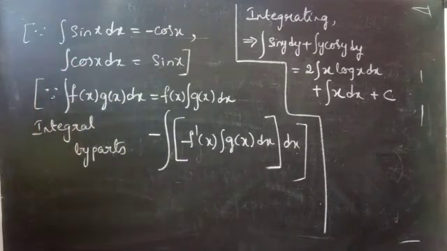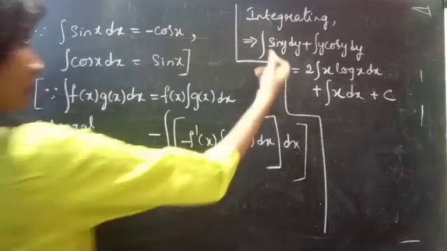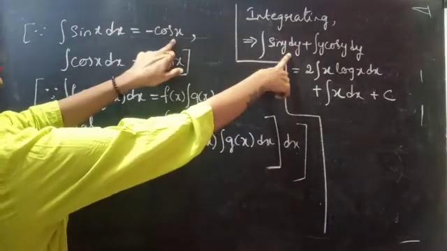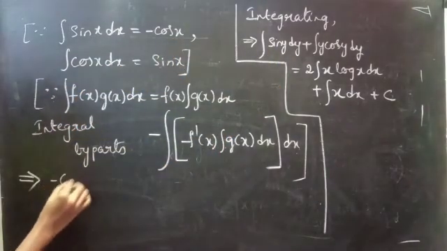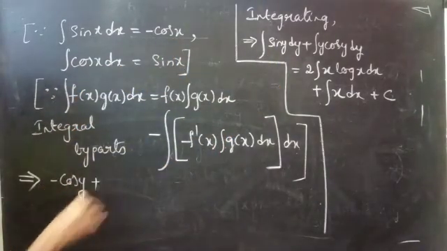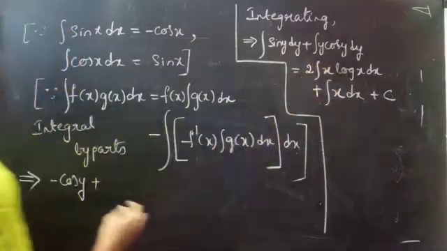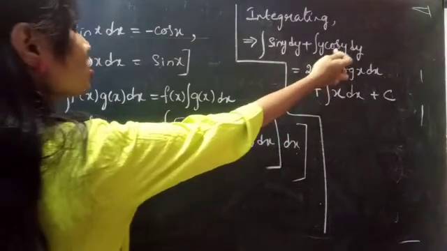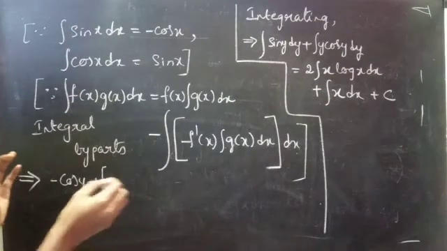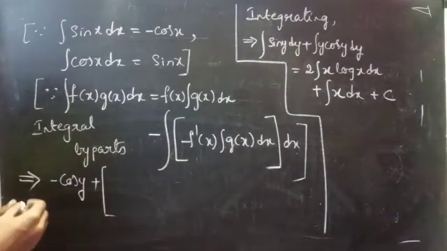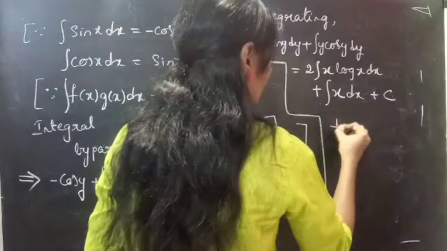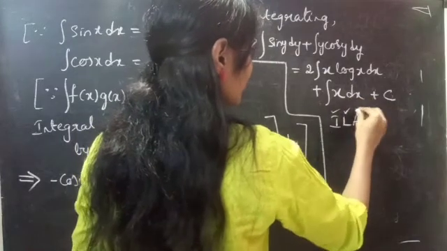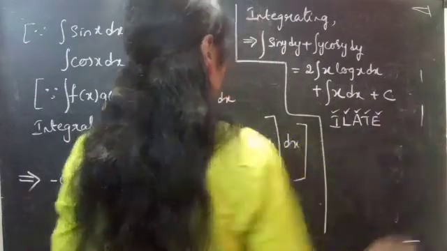Okay. So this becomes integral sin y dy, minus cos y, plus integral y cos y. So this is of the form f of x into g of x. So how can we choose f of x and g of x? Using the ILATE rule. ILATE: inverse, logarithmic, arithmetic, trigonometric and exponential.